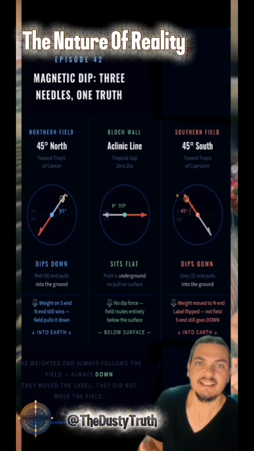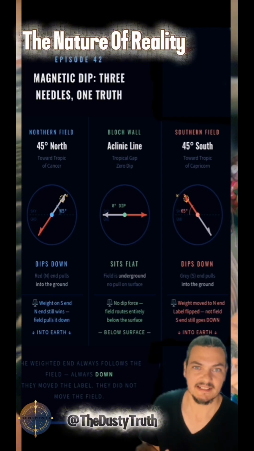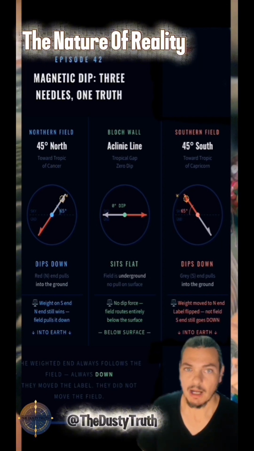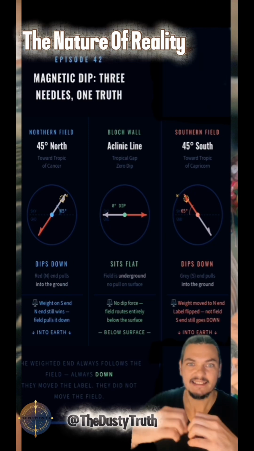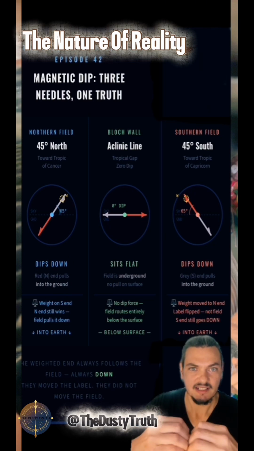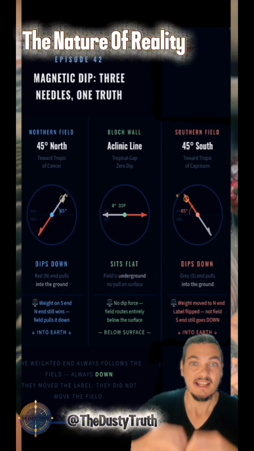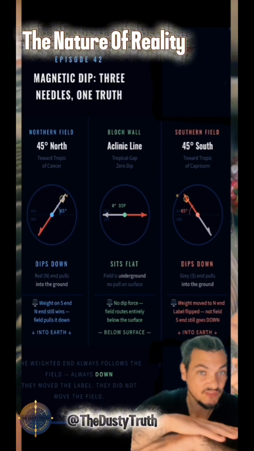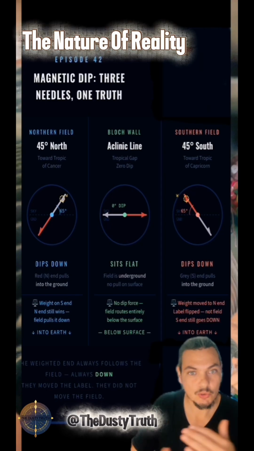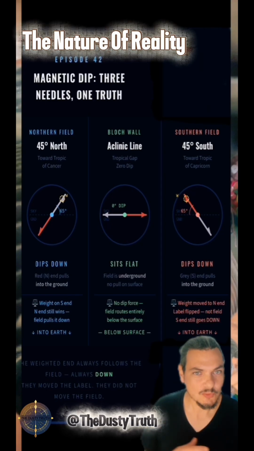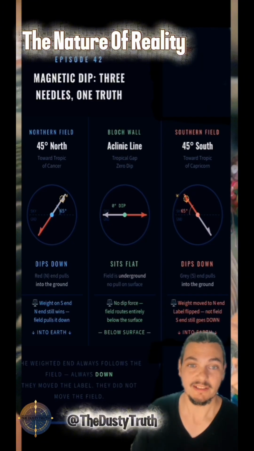Scientists call it the Euclidean line. It's in every geomagnetics textbook. It's measured, published, peer-reviewed, and what it tells you is that inside that block wall in the dielectric, between the two tropics, the field is not above the surface at all. It's underground, transitioning between the two complementary systems. That's why the needle sits flat. There's nothing above the surface to pull it.